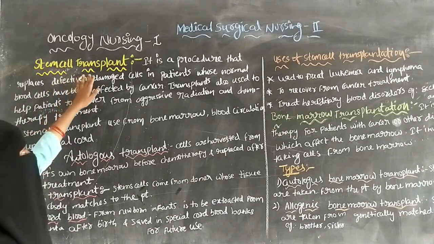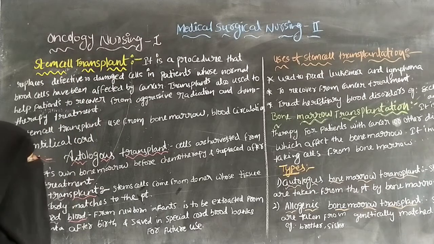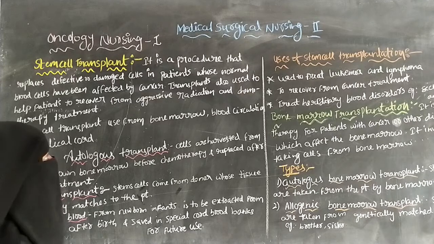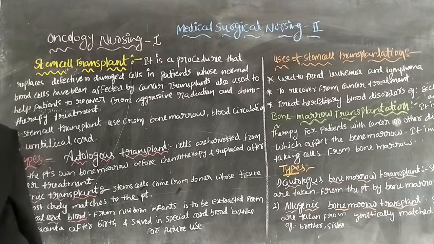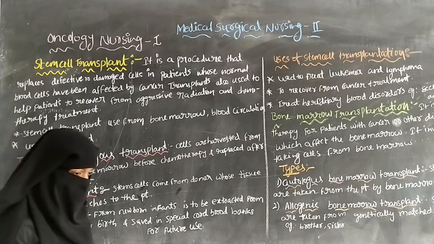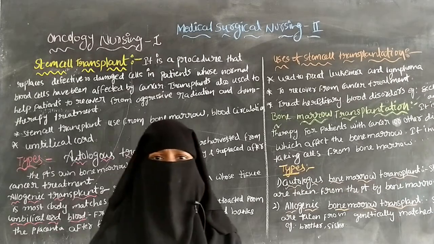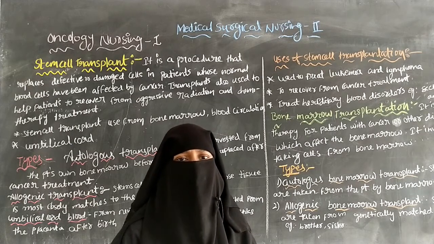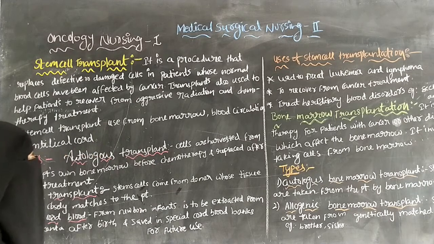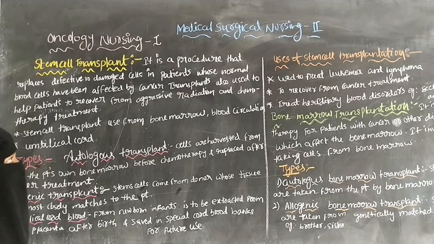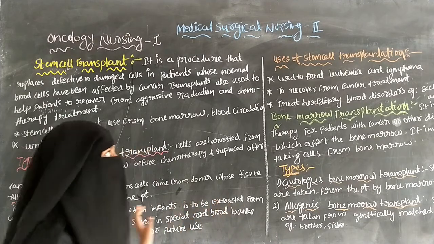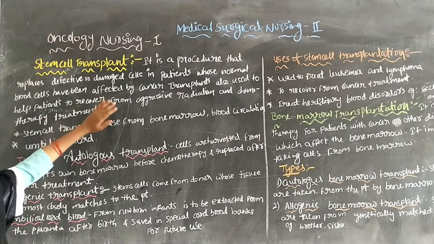Stem cell transplantation is a procedure that replaces defective or damaged cells in patients whose normal blood cells have been affected by cancer. If the patient has cancer, the normal cells can be damaged because of the cancer. In stem cell transplantation, the damaged cells are replaced by new cells. So it is called stem cell transplantation.